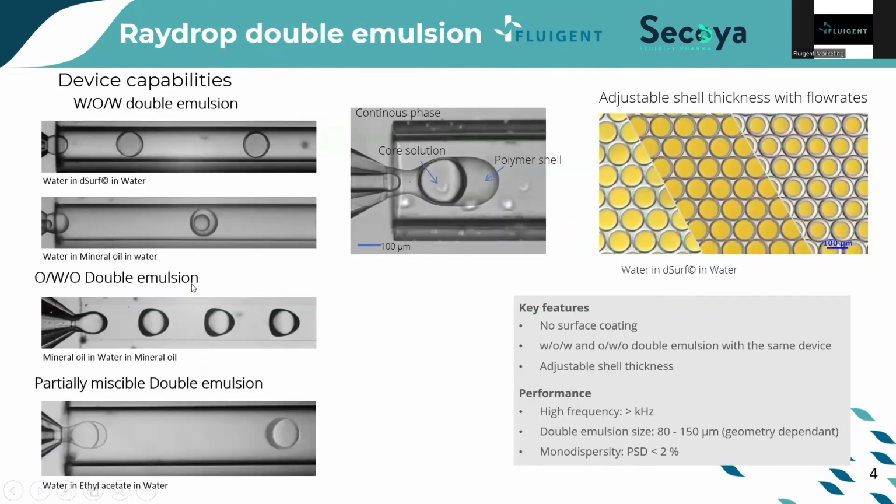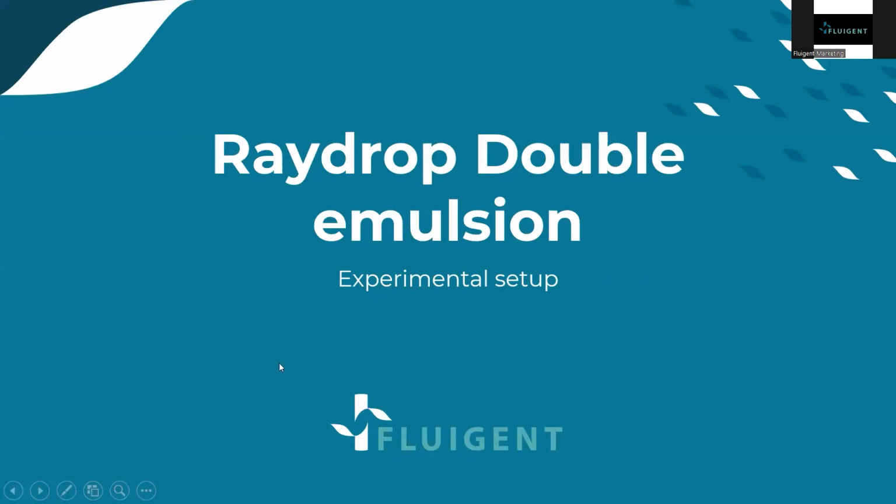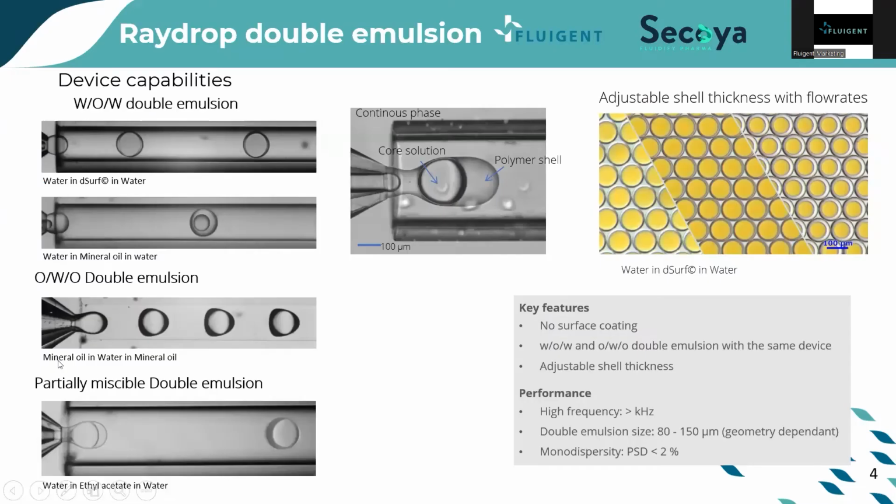Okay, in terms of capabilities, the RayDrop, as I said, is based on this geometry. You do not need any surface coating to make double emulsion. That means you can make different types of emulsion, such as water in oil in water double emulsion, but also oil in water in oil double emulsion, and partially miscible double emulsion with the same device. You do not need to change any device. You just need to clean it to go from one type of emulsion to another.